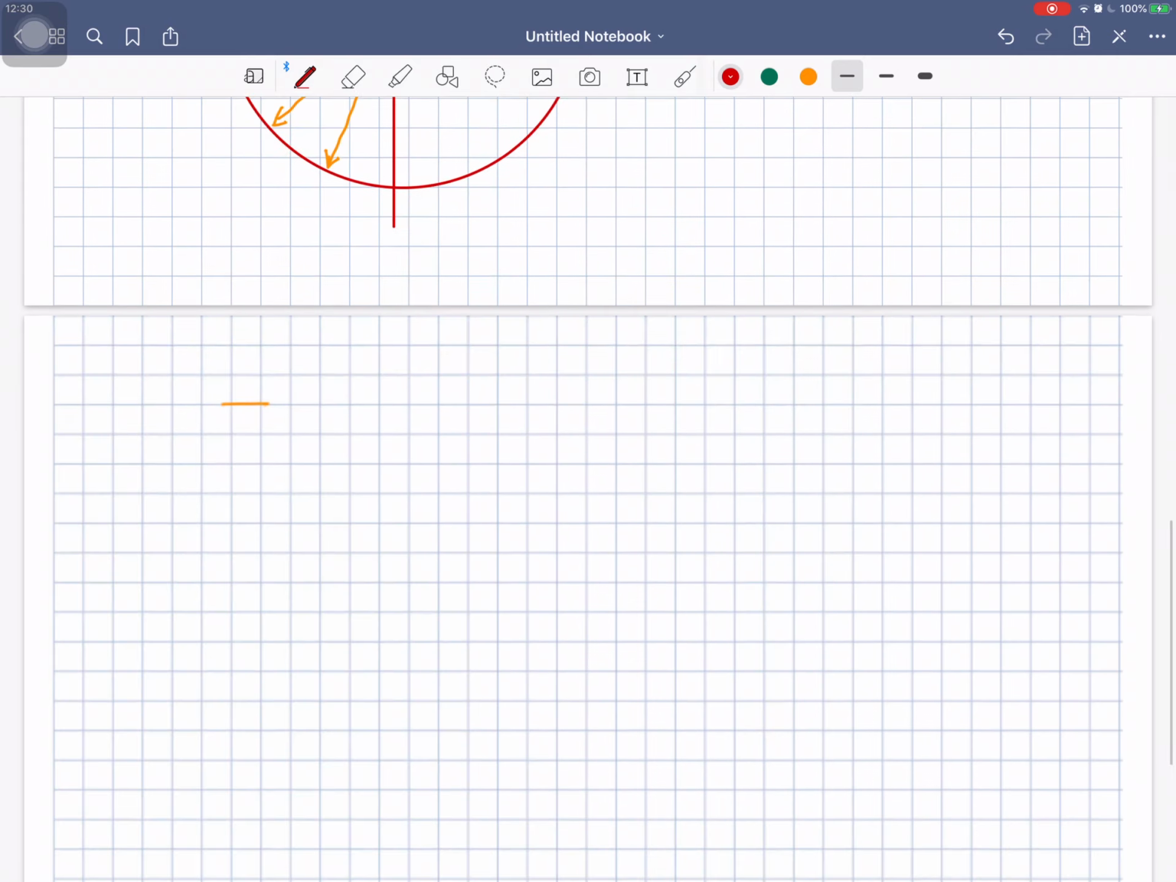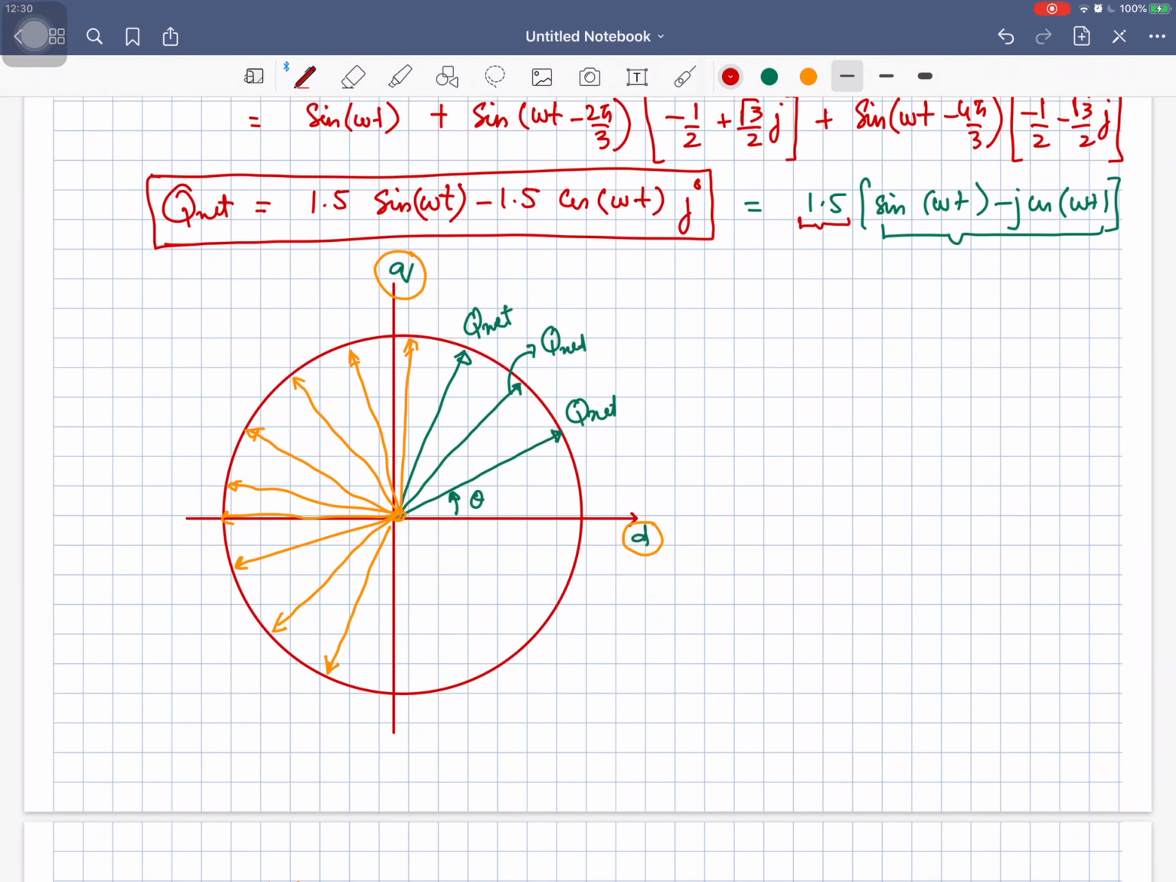Because basically if I look at the D and Q representation, what you are going to get is a sine wave over here representing the D axis. This one is the D axis variation, and that is the sinusoidal variation. And over the Q axis you have a cosine waveform.